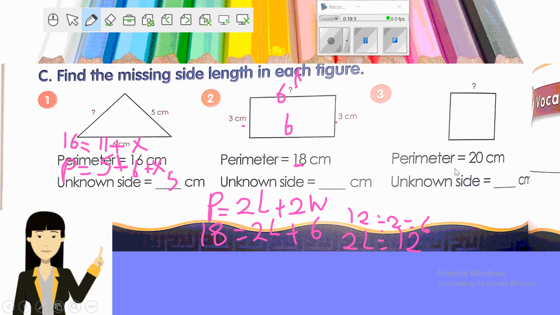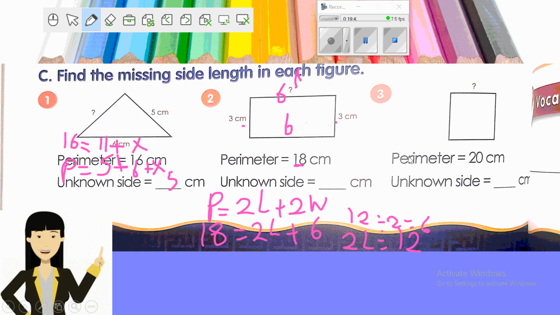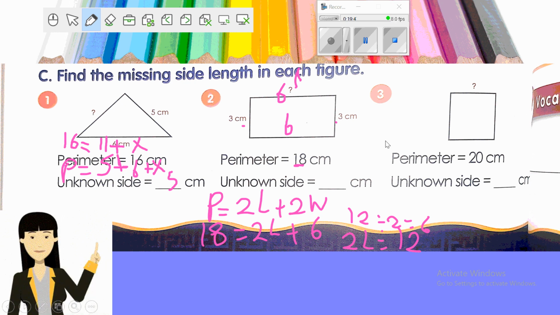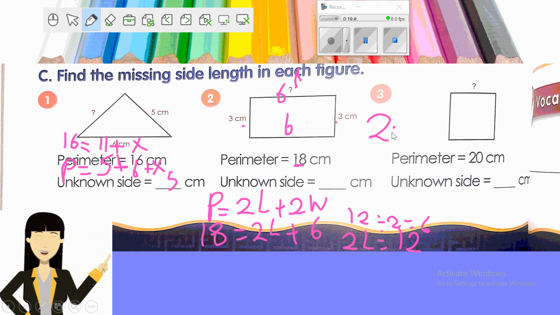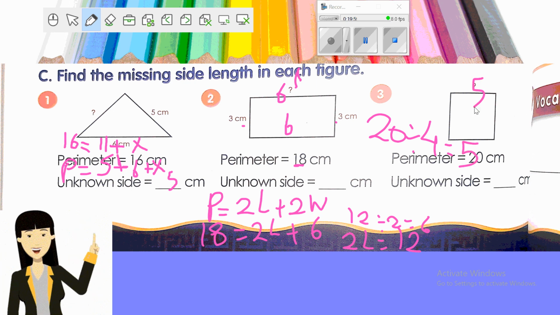Now here the perimeter is 20 and I don't know any sides, but this is a square. So you have to use the opposite of multiplication, excellent, division. So it's 20 divided by 4. Remember the division: what number multiplied with 4 equals 20? Excellent, it's 5. So the answer here is 5.